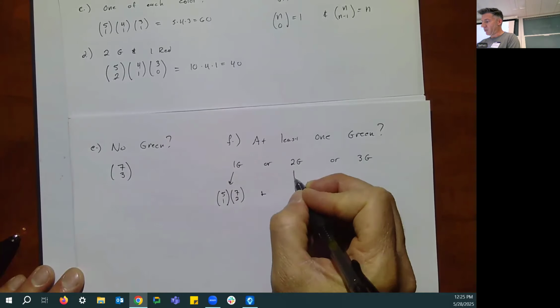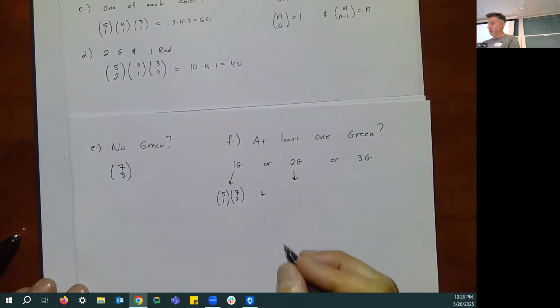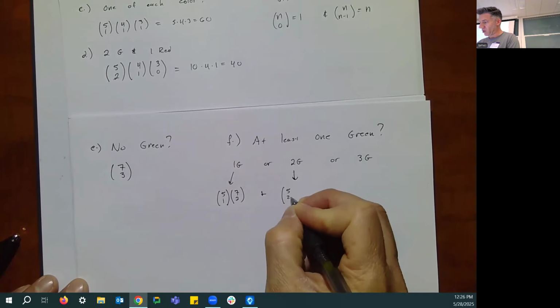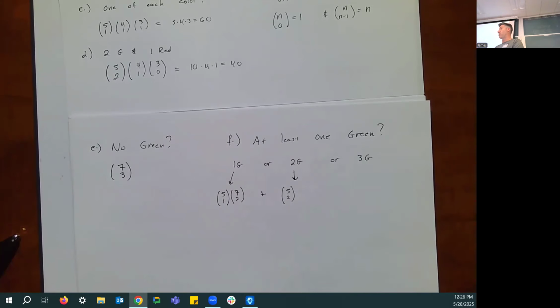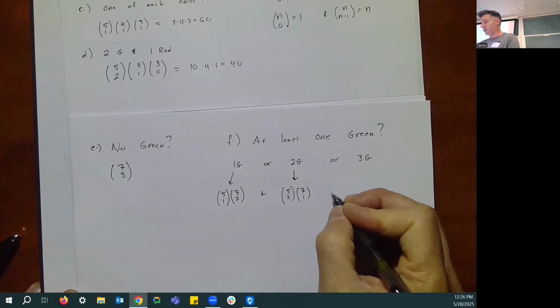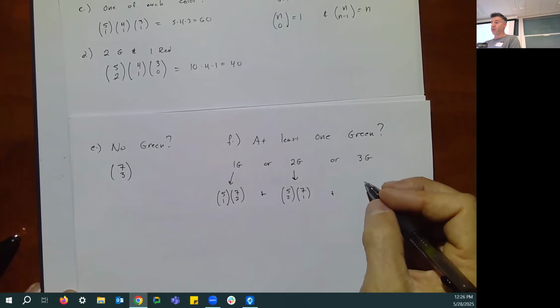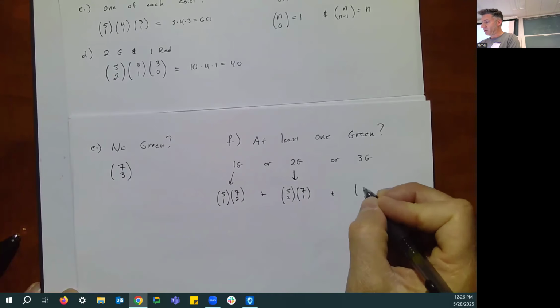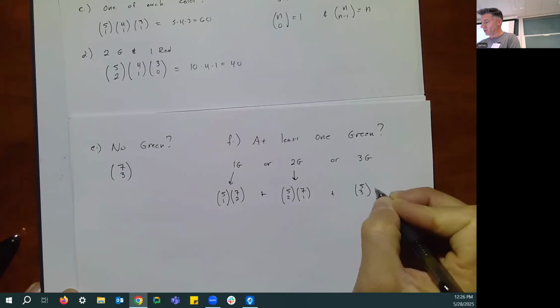plus the number of ways to get 2 greens, which is going to be 5 choose 2, and then we still have to choose 1 other marble that isn't green times the 7 choose 1. Finally, plus all green, we already know is going to be 5 choose 3 times, if you like, 7 choose 0.